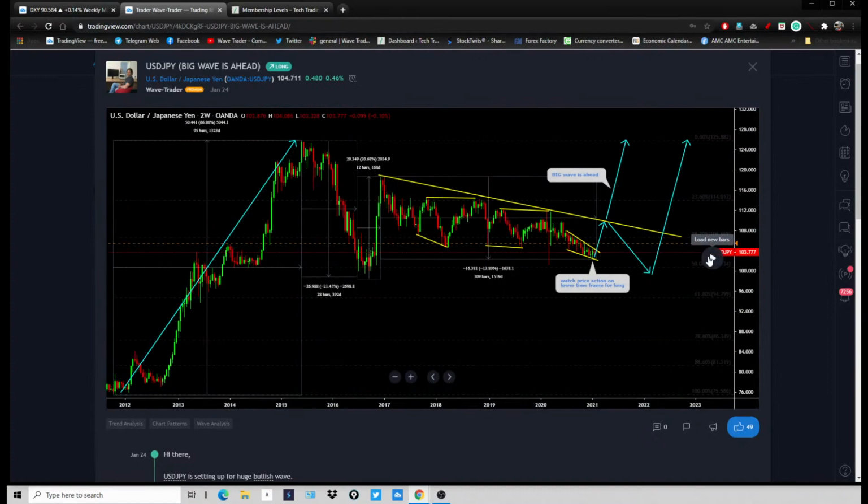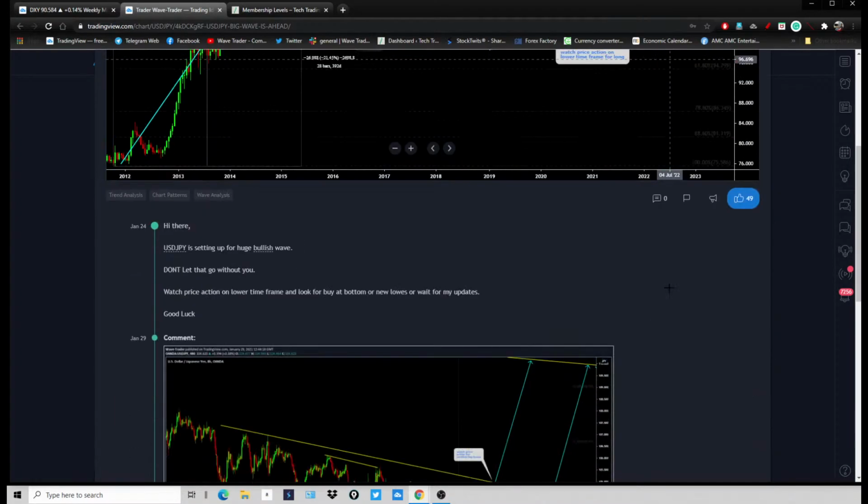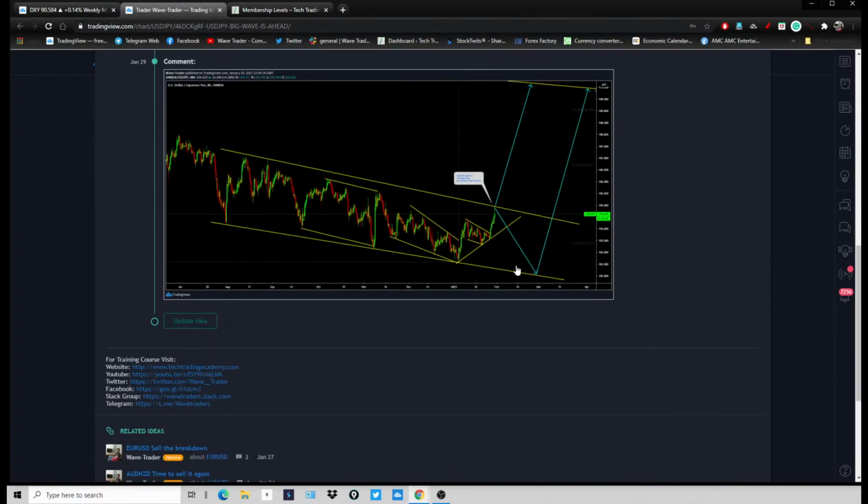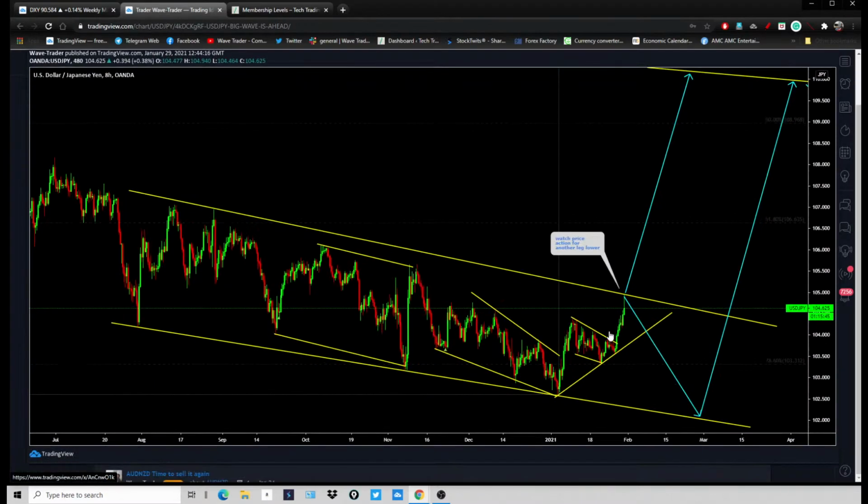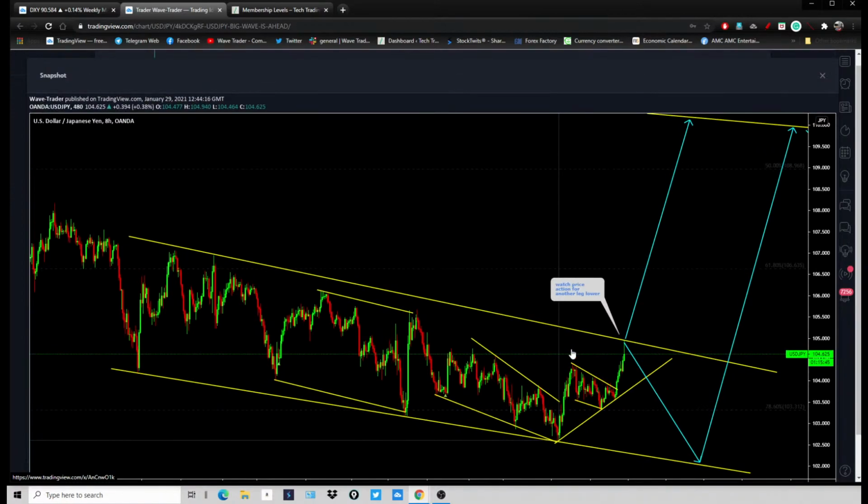So we're going to look at up to which level that pair can go. We got a dollar yen chart. We got a breakout on this chart last week, a strong breakout. But this breakout can still go for another leg lower, back to that bottom, up to 102.50. So we're going to look at the lower time frame to see how to trade on this chart.